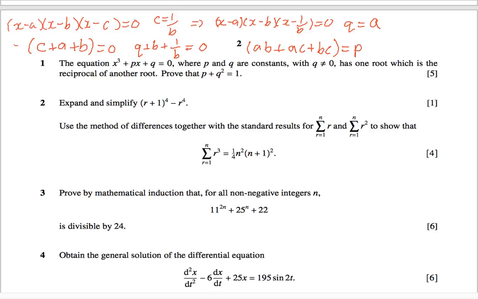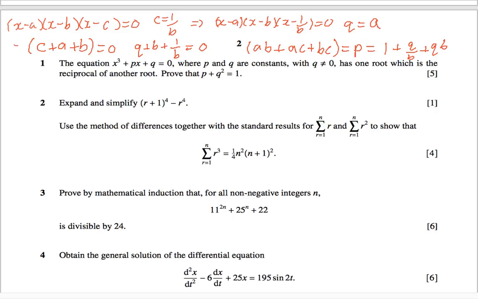Okay, but we already know that bc is 1. ac is q over b, and ba is qb. Okay, and so we can factor out a q here because we already know what b plus 1 over b is, that's minus q, and then using that information that should give you p plus q squared equals 1 straight away.